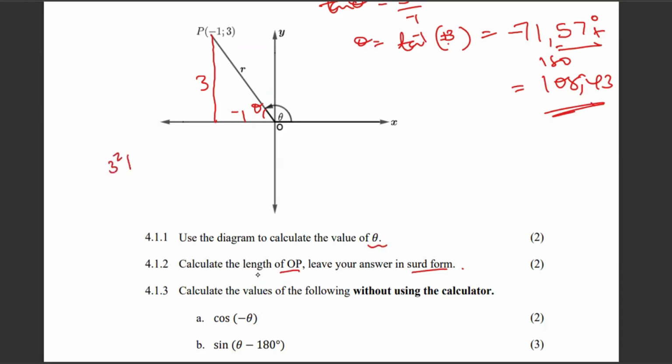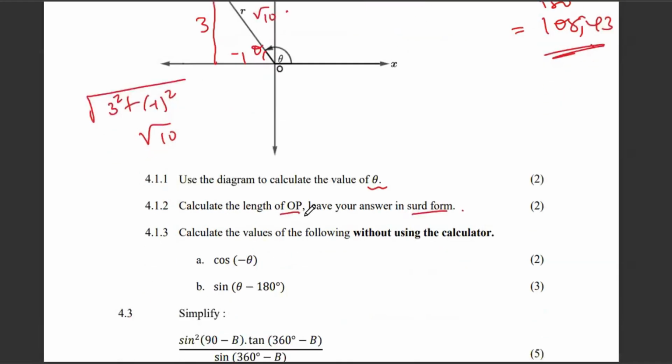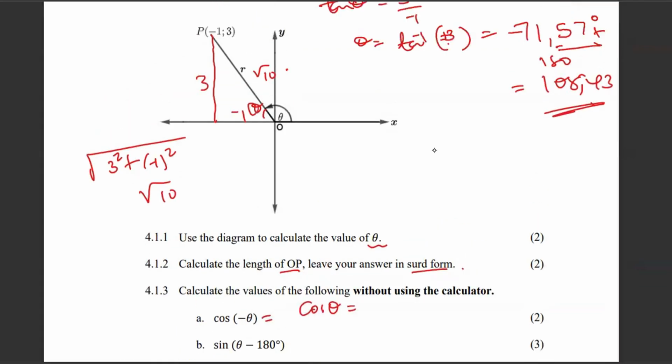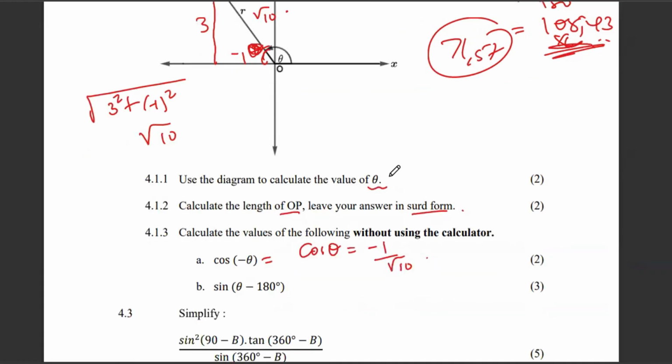So that's going to be 3 squared plus -1 squared under square root. So that's 9 plus 1, which gives us root of 10. Now, without a calculator, they want us to simplify this. So this is going to be the same as the cos theta. Because I feel like our answer was just supposed to end at 71,57. This addition is unnecessary. Okay, so cos of theta is adjacent over hypotenuse, so it's -1 over root of 10. Just leave the answer like that.